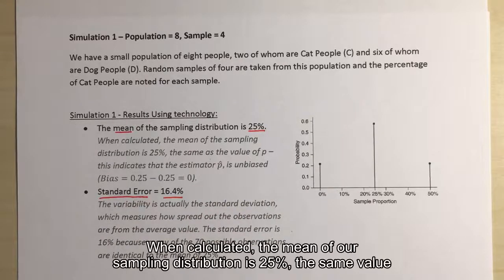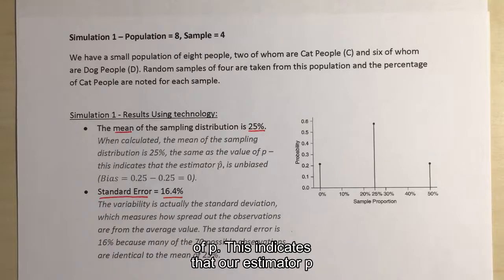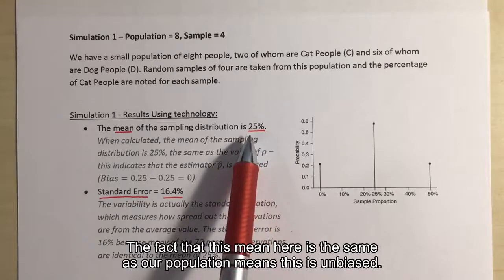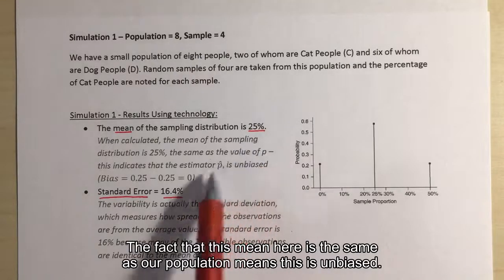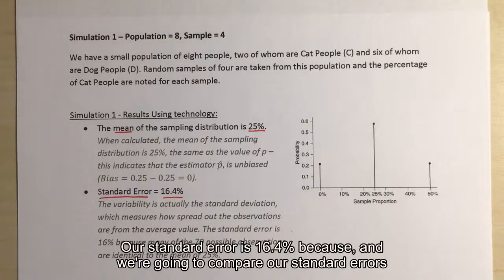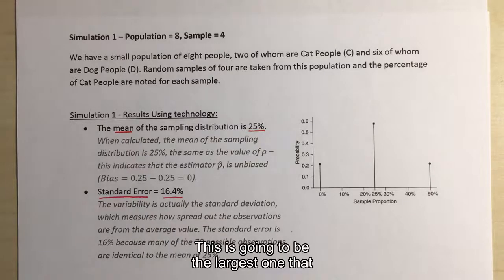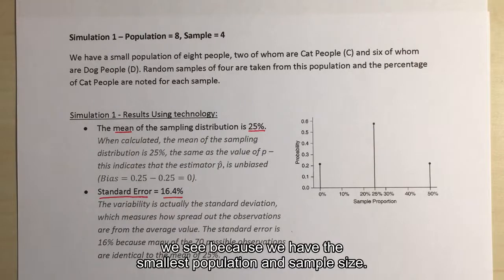So when calculated, the mean of our sampling distribution is 25%, the same value as P. This indicates that our estimator p hat is unbiased because 0.25 minus 0.25 gives us 0. The fact that this mean is the same as our population means this is unbiased. Our standard error is 16.4%, and we're going to compare our standard error as we go through the next few simulations. This is going to be the largest one that we see because we have the smallest population and sample size.